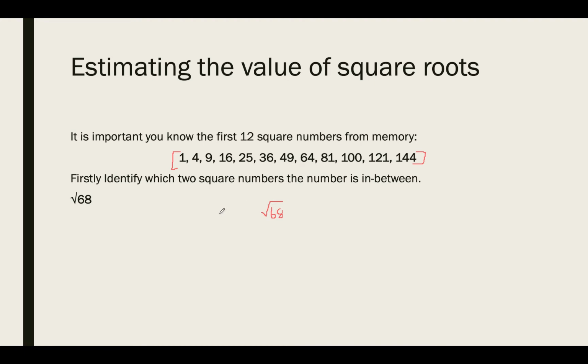So I can see it's between 64 and 81. And we already know the square root of 64 and the square root of 81. The square root of 64 is 8, and the square root of 81 is 9, which means that the square root of 68 must be between 8 and 9. It's closer to 8 though, so we know that the number must be closer to 8 than it is to 9. So we could take an estimation of 8.2, and that would be our estimation because it's closer to 8 than it is to 9.